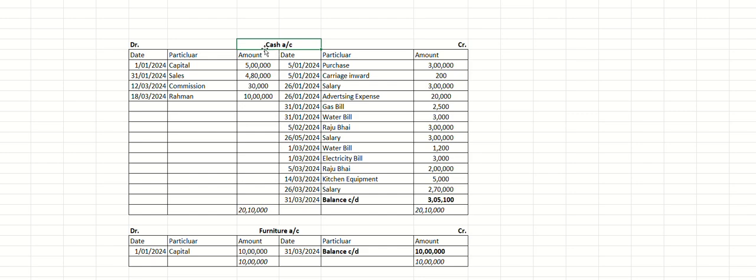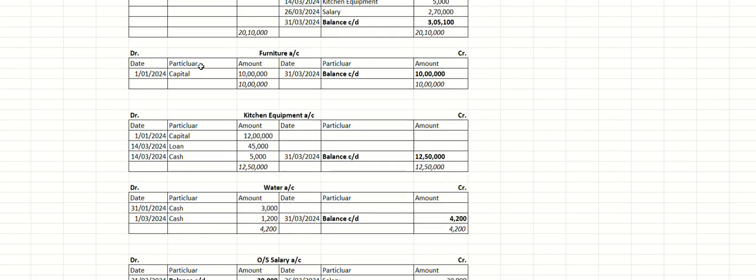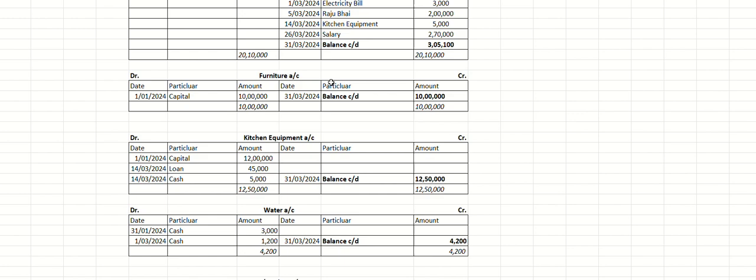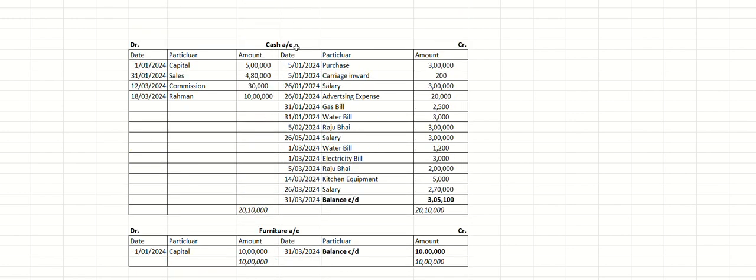So the journal entry was: cash account debit to capital. Cash account debit to capital means first, in the cash account, on the debit side, write capital. Similarly, for that same journal entry, you should go for a capital account. On the credit side, you should write cash, on the same date, same amount. If that idea is clear, we can move forward easily.